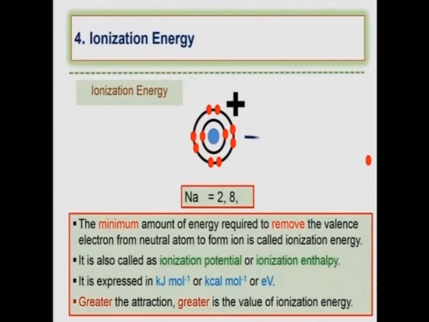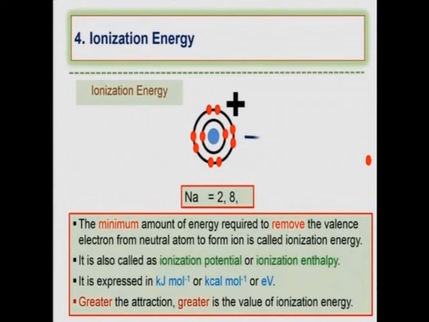positively charged. Therefore, ionization energy is defined as the minimum amount of energy that is required to remove the valence electron from a neutral atom to form an isolated ion. Let me repeat, it is the minimum amount of energy that is required to remove the valence electron from a neutral atom to form an ion, and this is called ionization energy.